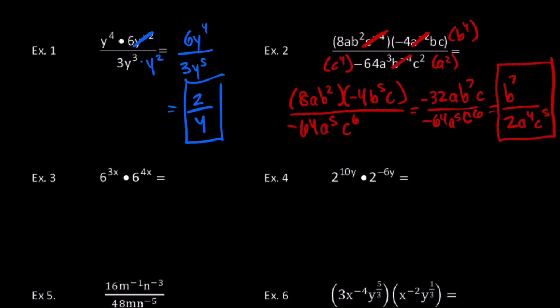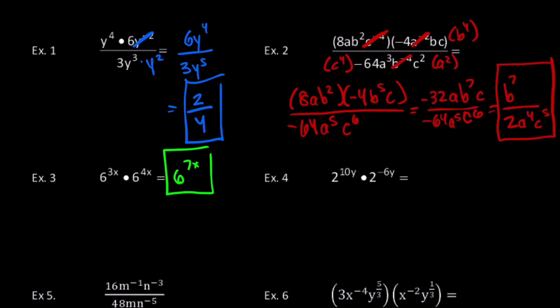Okay, example 3, we have to be careful using our properties. I am multiplying the bases, but remember what happens when we do this. I don't actually multiply 6 times 6. The rule is when you multiply the bases, you add the exponents. So this is going to be 6 to the 7x. And that's all we can do to simplify that expression.